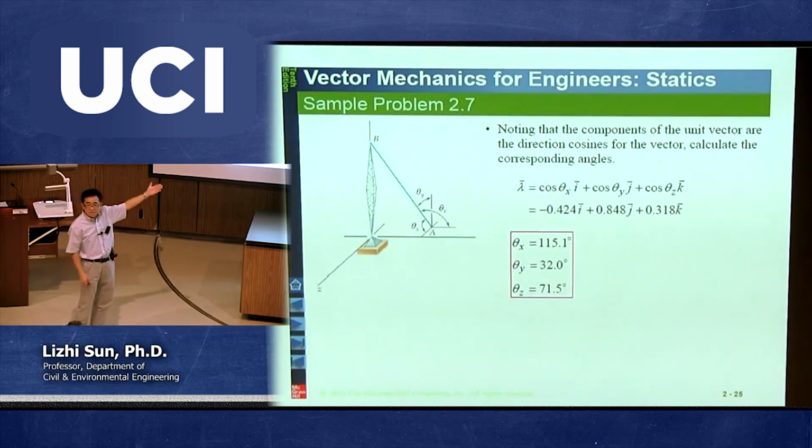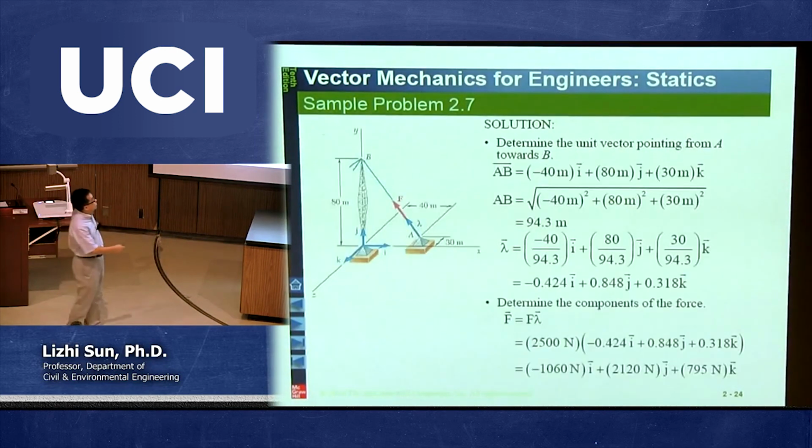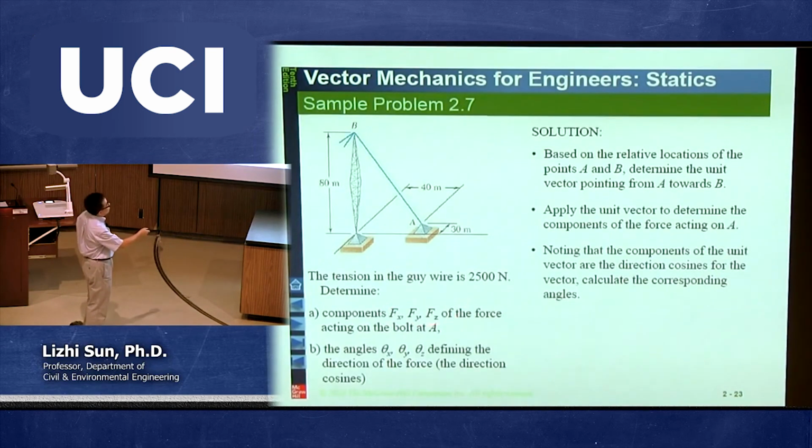Okay, so the bottom line is the second question got answered, right? So there are totally 2 questions. Number 1, calculating the 3 components. Number 2, calculating these 3 direction cosine angles.